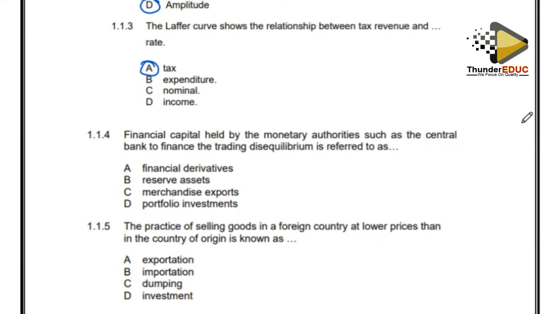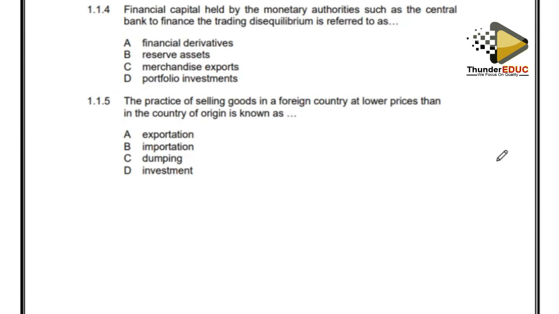Okay, right. So grade 12, let's move on to the next question, which is 1.1.4. It reads as follows: financial capital held by the monetary authorities such as the central bank to finance the trading disequilibrium is referred to as dash. So the appropriate answer that you have here is reserve assets. So reserve assets is option B.